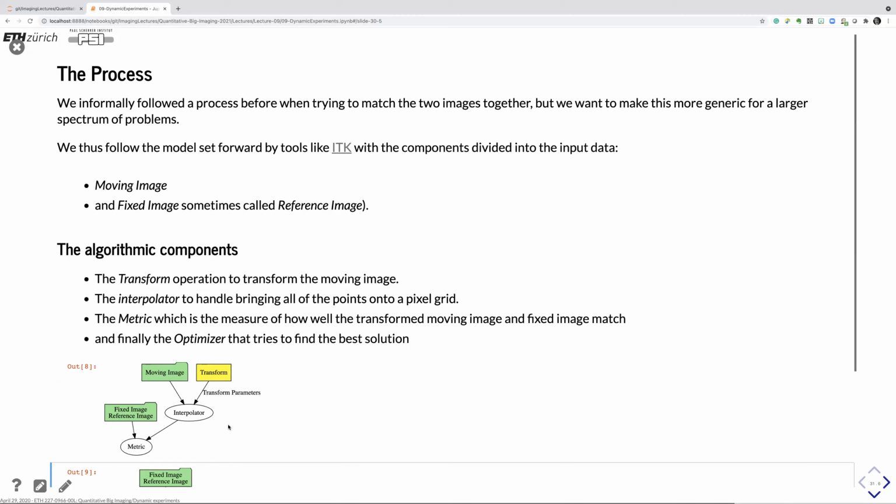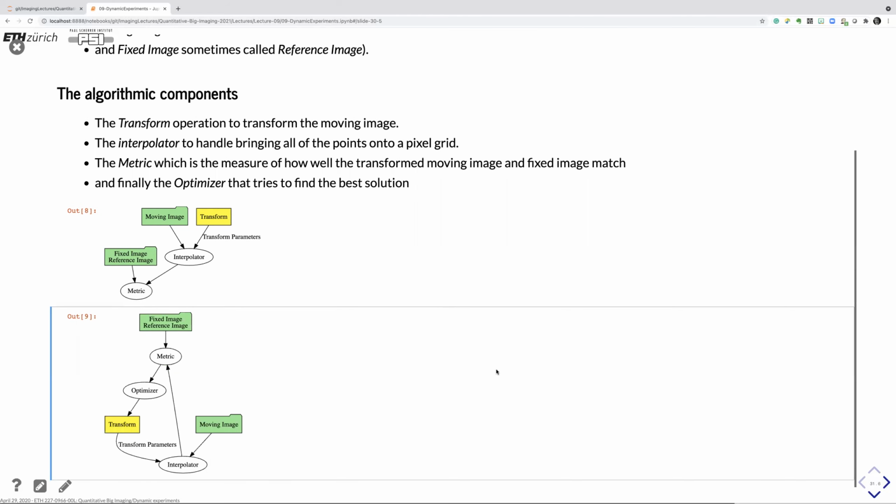And the full algorithm is then also including the optimizer. So it has been a little bit reshuffled here. But in principle, the new thing is that the metric is connected to an optimizer, which gives us the new transform coordinates, which goes back, and then it iterates until the metric reaches a desired minimum or stabilizes. So this would be the standard algorithm for a registration.